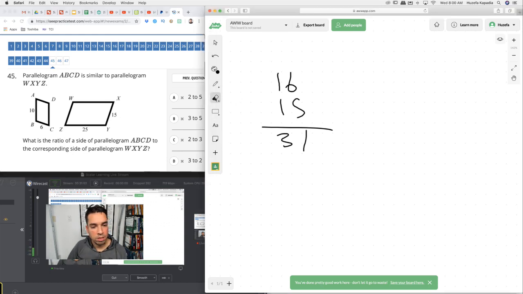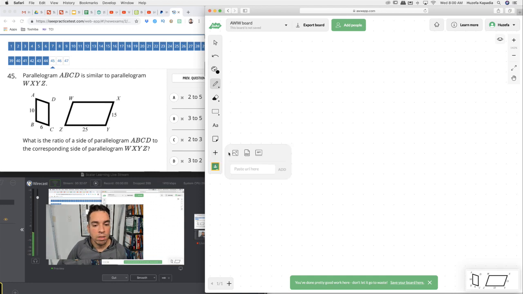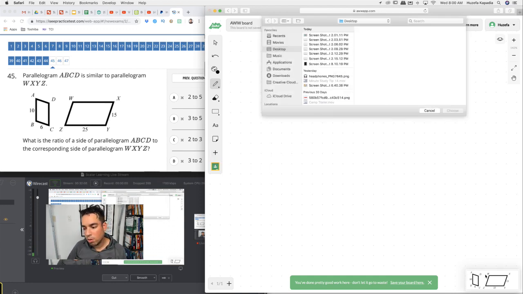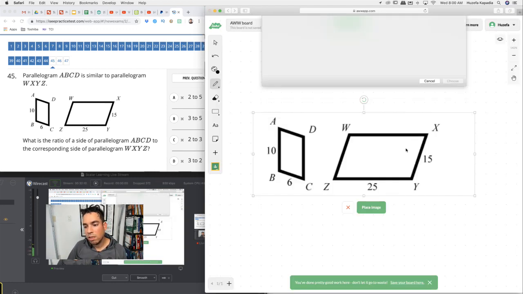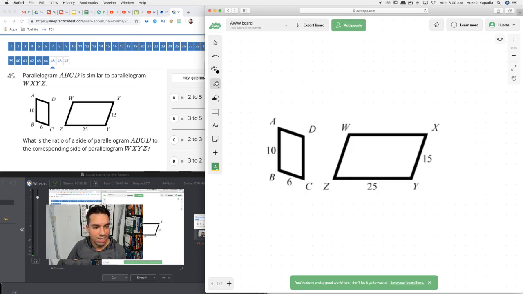Parallelogram ABCD is similar to WXYZ. So similar means, again, the sides are proportionate. In this case, the angles are also going to be equal. What is the ratio of a side of parallelogram ABCD to the corresponding side of WXYZ? Very important here. Let me show you something. Oh, wait. Hold on. Here we go. It's a slightly more complicated problem than the other one because they're not displayed very nicely.